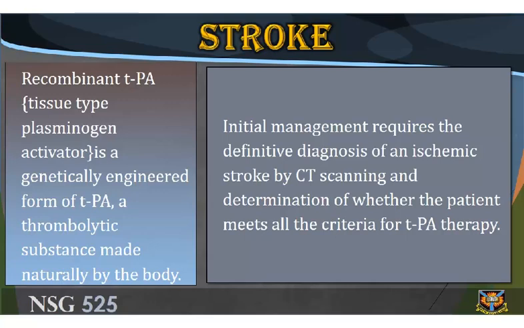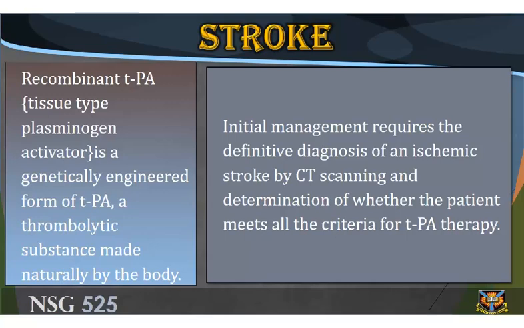Rapid diagnosis of stroke and initiation of thrombolytic therapy within 3 hours in patients with ischemic strokes leads to a reduction in disease, size of the stroke, and overall improvement in functional outcome after 3 months. Initial management requires the definitive diagnosis of an ischemic stroke by CT scanning and determination of whether the patient meets all the criteria for TPA therapy.